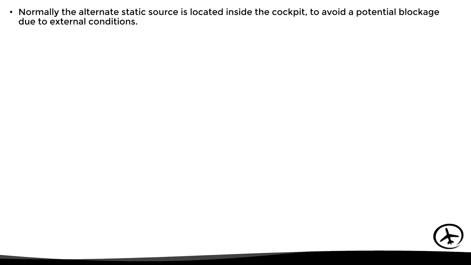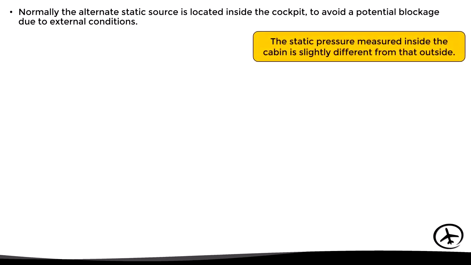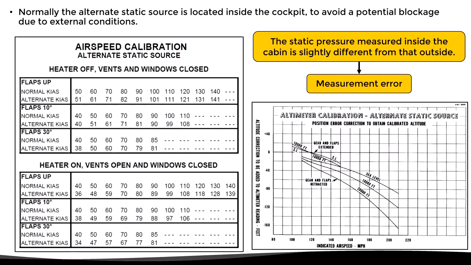However, the problem is that the static pressure measured inside the cabin is slightly different from the exterior static pressure, so then we will have a slight error in the measurement. This error is taken into account in the calibration tables. However, make sure that the calibration table you are using is for alternate static source instead of the normal one. With this, we have already seen all the information about the static port.